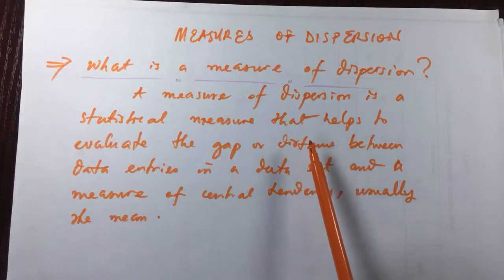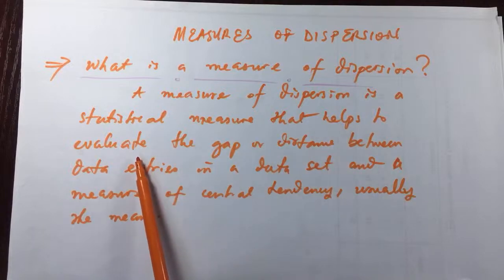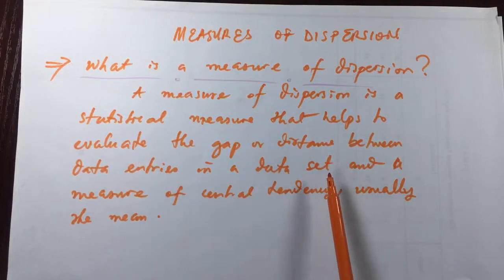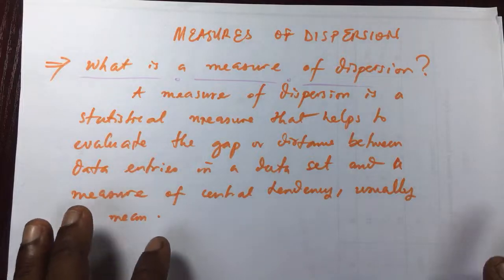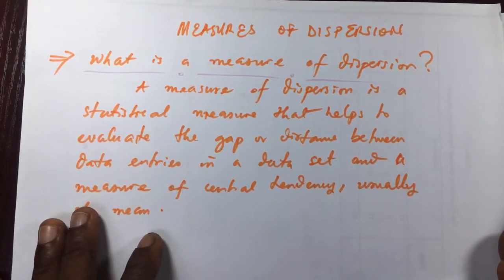So it is a statistical measure that helps to evaluate the gap or distance between data entries in a data set and a measure of central tendency, usually the mean. Okay? Now let me give you a real life explanation on this particular matter that will help you understand what we actually mean by a measure of dispersion.